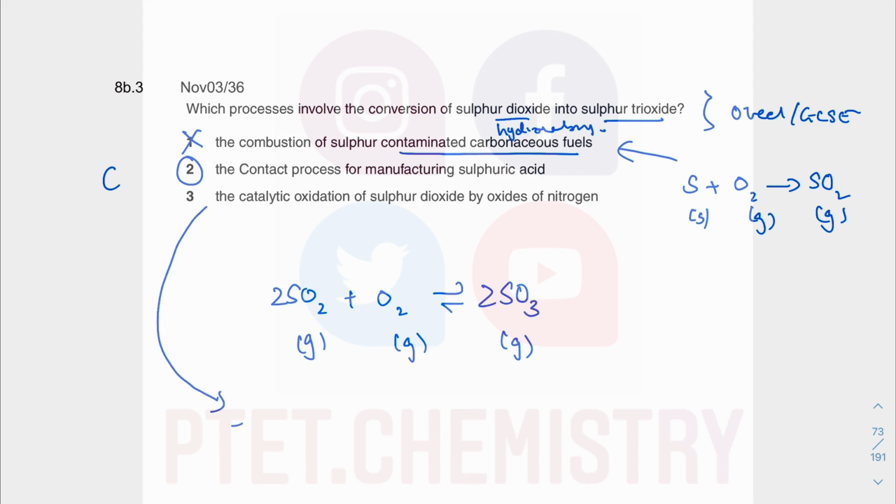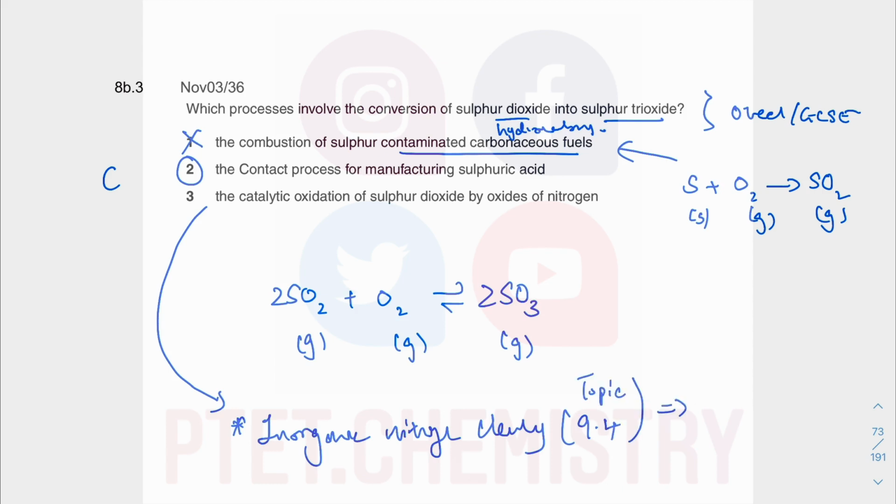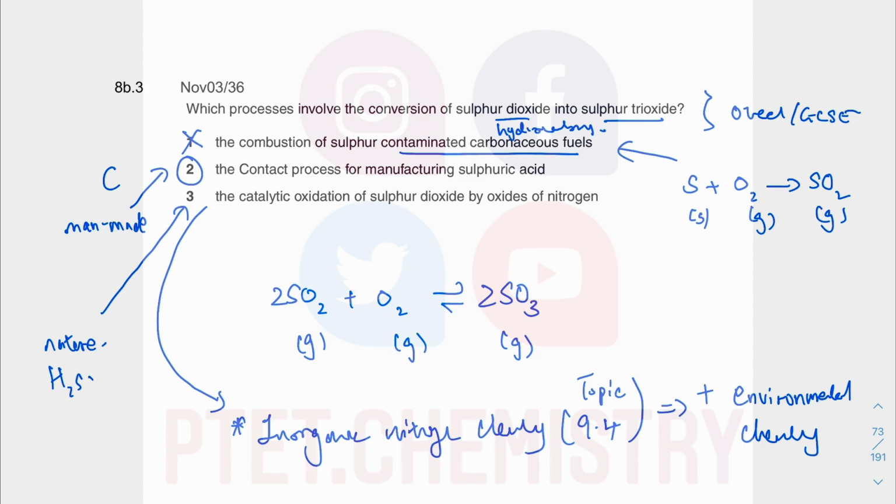But number 3 is part of inorganic nitrogen chemistry, which you will see in topic 9.4 in my classification. This involves environmental chemistry, which is very often asked in AS level chemistry as well. So you've got to know about the reaction that goes there. Number 2 is what you call man-made in industry. Number 3 is nature, the production of H2SO4, which is your acid rain. This is the man-made H2SO4 for use in industry.